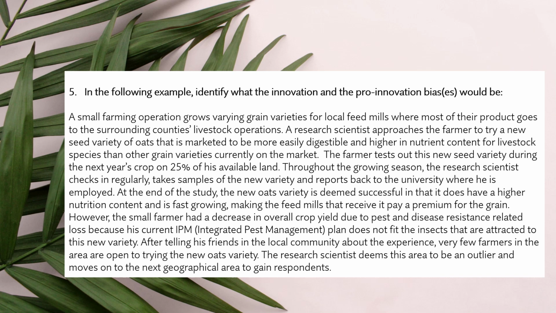At the end of the study, the new oats variety is deemed successful and that it does have a higher nutrition content and is fast growing, making the feed mills that receive it pay a premium for the grain. However, the small farmer had a decrease in overall crop yield due to pest and disease resistance related loss because his current IPM, or Integrated Pest Management, plan does not fit the insects that are attracted to this new variety. After telling his friends in the local community about the experience, very few farmers in the area are open to trying the new oats variety. The research scientist deems this area to be an outlier and moves on to the next geographical area to gain respondents.